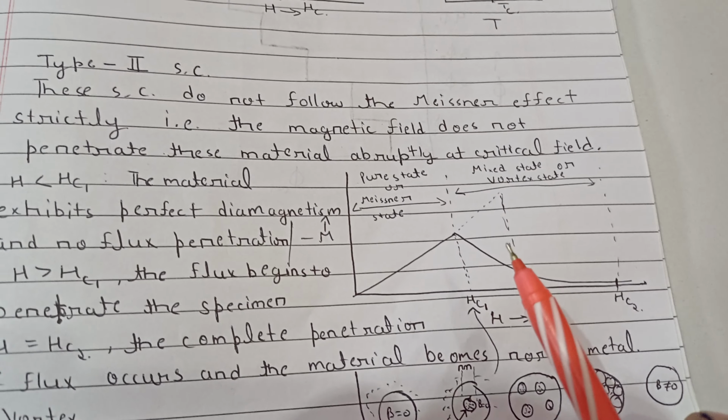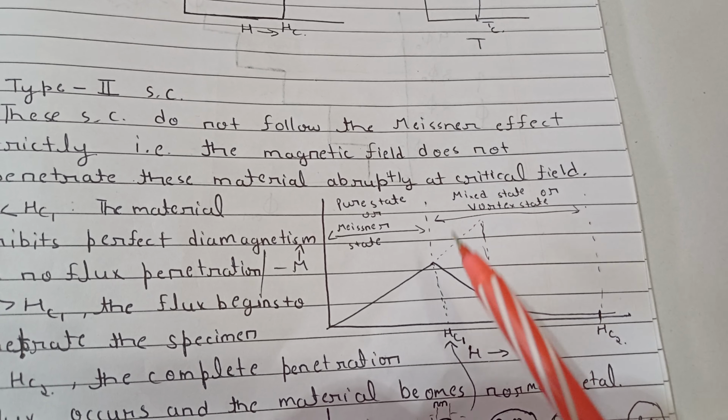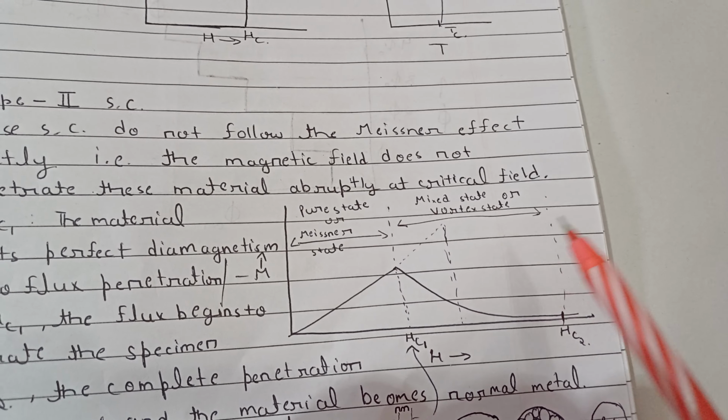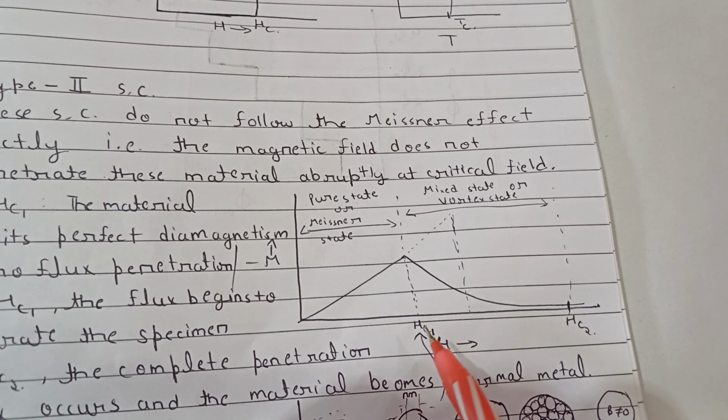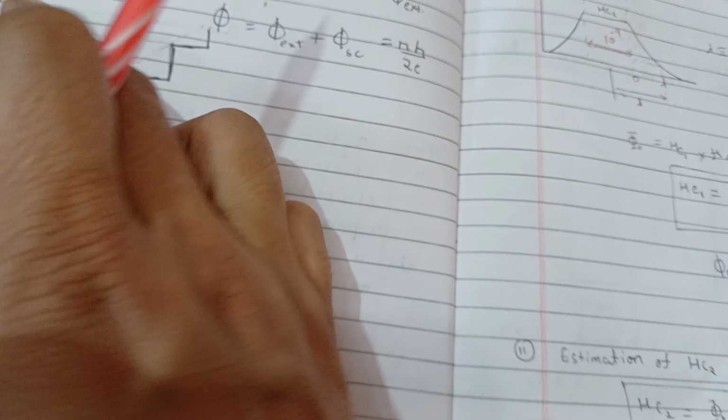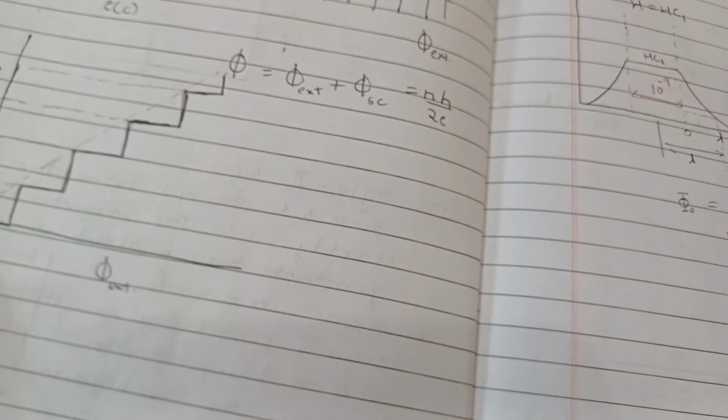And this graph, this state is called the mixed state, and greater than that it will be a normal state, and it is the pure state up to SC1. Okay, so that's all about the type 2 superconductor. Now we will study flux quantization.